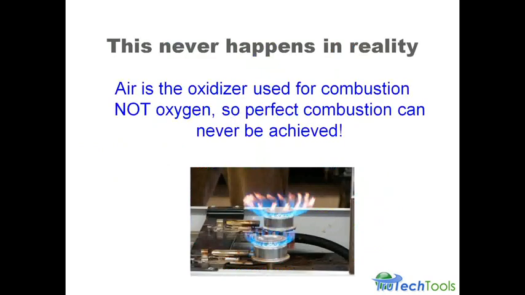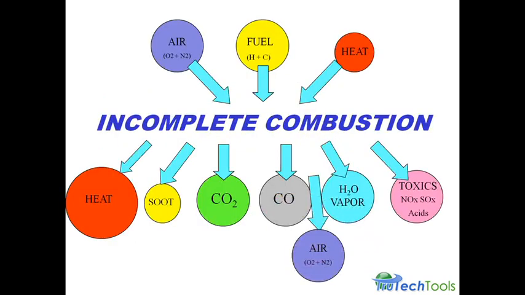In reality, when we get out in the field, this never happens because air is used for the oxidizer, not oxygen. So this perfect combustion, theoretically perfect combustion, can never be achieved. When we have air coming in, we get oxygen and nitrogen, plus about 1% other gases. It might be argon, helium, refrigerant, or any other gases in the air in that combustion zone. Could even be chlorine, or things outgassing, like formaldehydes and aldehydes from things in the home.